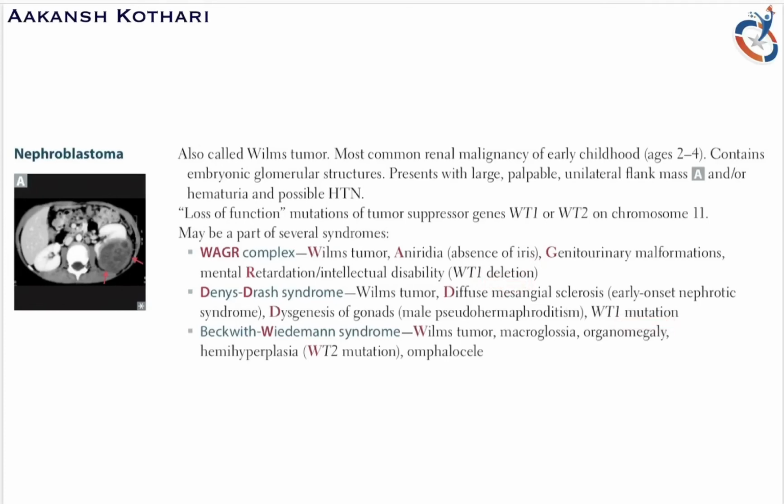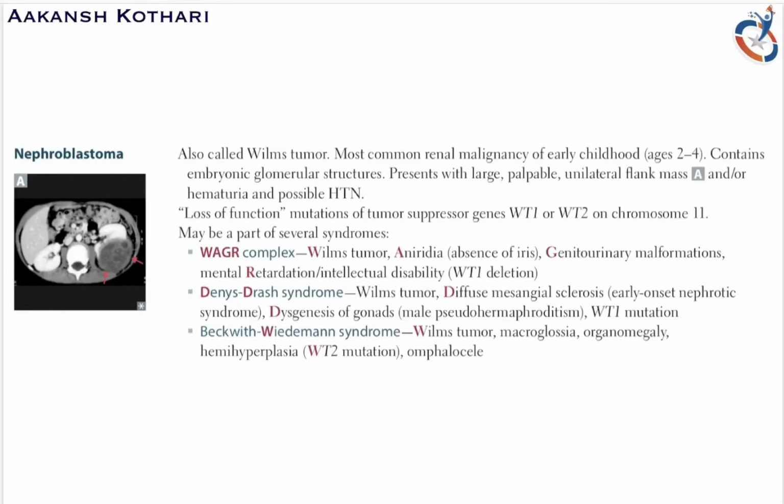Okay, and the last one is the Beckwith-Wiedemann syndrome. It is presented with Wilms tumor, macroglossia, organomegaly, hemihyperplasia, and omphalocele. This is extremely high-yield because it is associated with WT2 mutation, unlike the other two, which are related to WT1 mutation. Is it clear? So, Wilms tumor is often associated with a lot of other syndromes as well, and hence presented in a complex disorder. Is it clear?